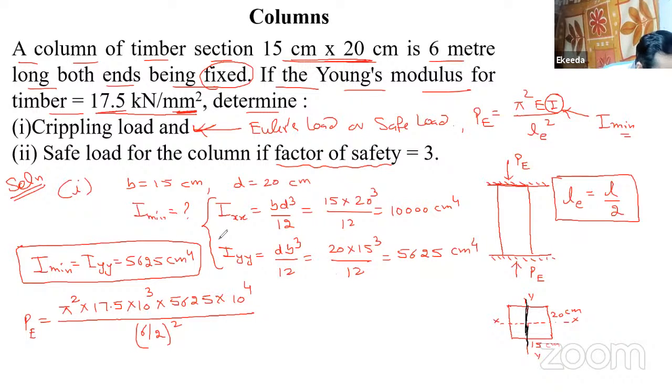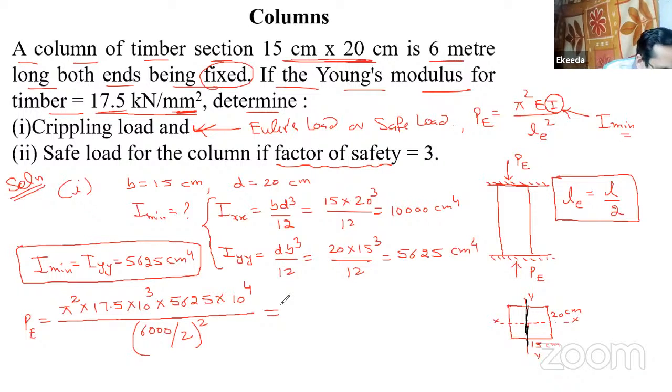So from here we can find out the Euler's load, and millimeter to the millimeter will cancel out. But we have to convert this meter into millimeter also. So 6 meters is 6,000 millimeters, divided by 2 square, right? Now millimeter will be cancelled out and the answer will come in Newtons, right?